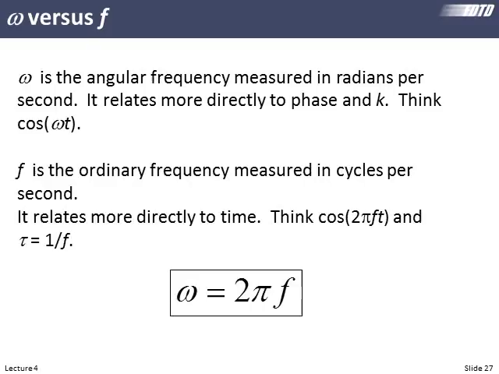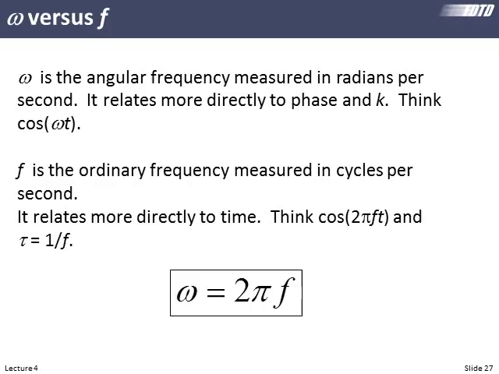Another point of confusion is omega versus f. Omega is the angular frequency. It's radians per second. And that tends to be the easier one to use in equations because it more directly relates to phase and to our wave number k. So you've probably seen cosine omega t. It's just an easier thing to write.